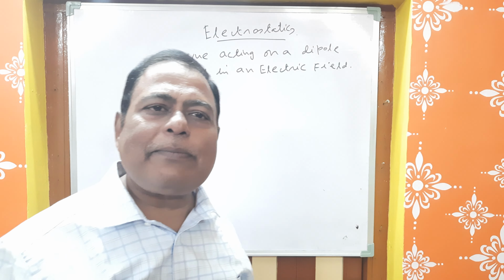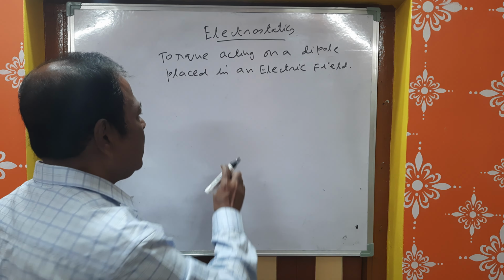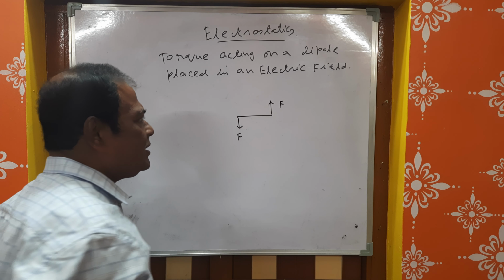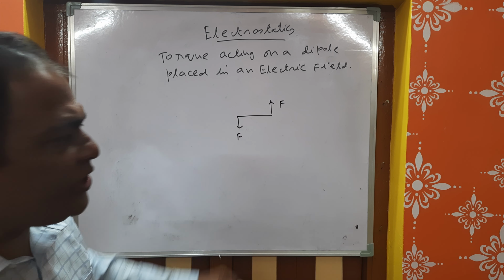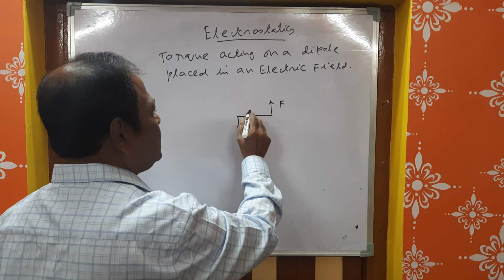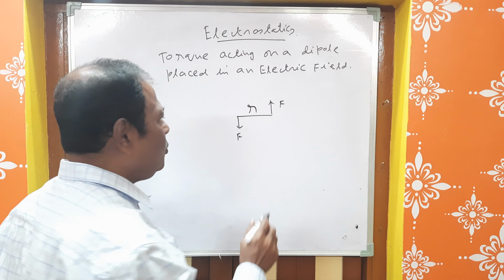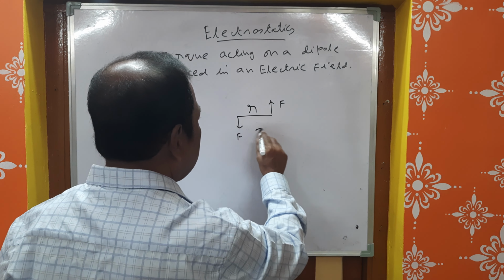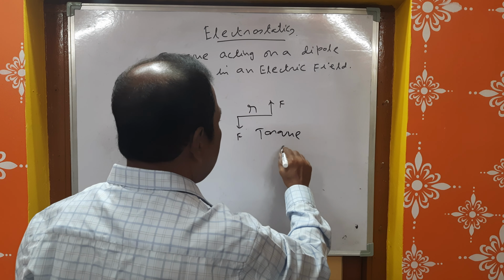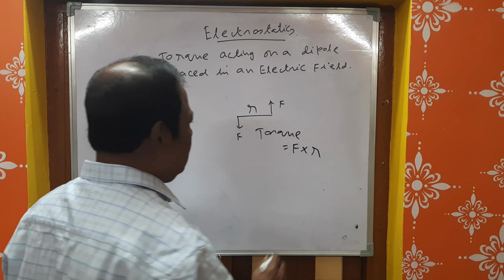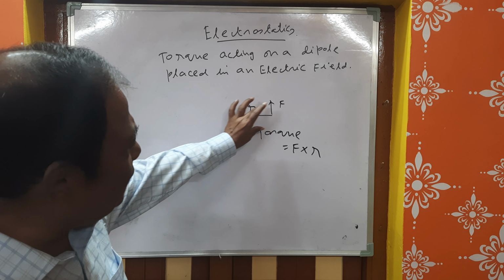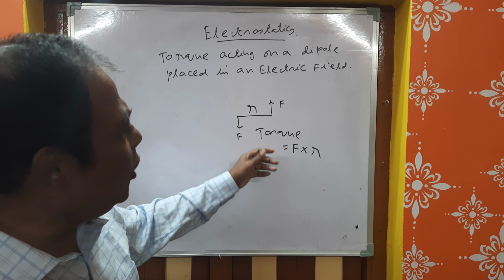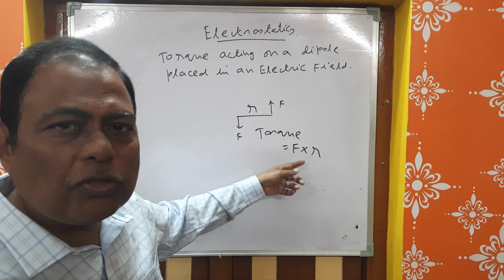You know what is the meaning of torque? Suppose two parallel forces act at different points in the opposite direction. If the distance between the two forces is r, then a couple is formed, and the torque of this couple is equal to F into r. These two parallel forces are not acting at the same point, but at different points. This is the couple. Torque of this couple is equal to this force into the perpendicular distance.